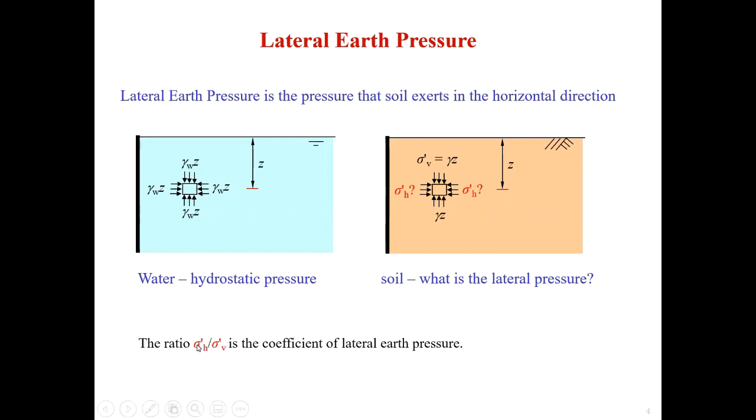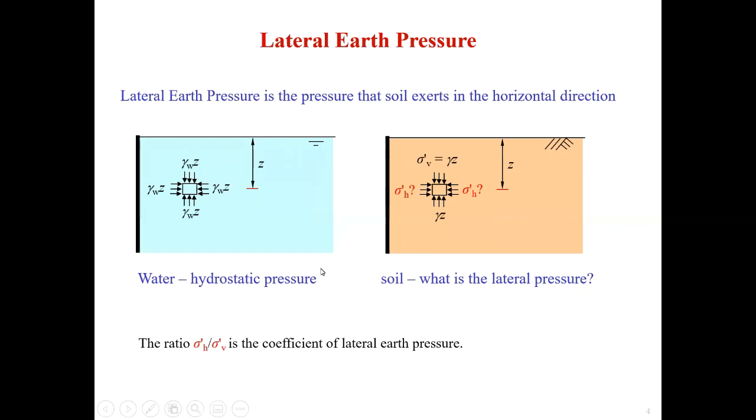So here, the ratio sigma h prime over sigma v prime is the coefficient of lateral earth pressure, and it is an important correlation parameter. Normally we call this ratio K, which is the lateral earth pressure coefficient. So if we know K and the vertical effective stress, then we are able to get the lateral stress using K multiplied by the vertical effective stress.